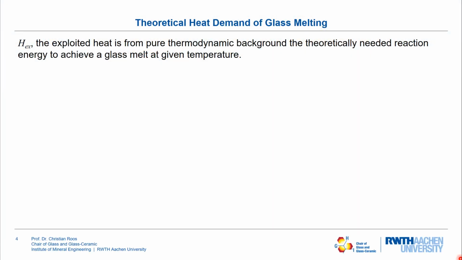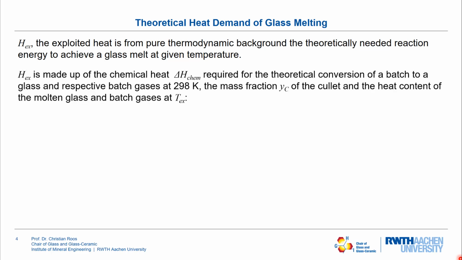The exploited heat, Hx, is, from a thermodynamical background, the theoretically needed energy to achieve a glass melt at a given temperature. The Hx is made up of two components. One is the chemical reaction enthalpy. That is the energy that is needed for converting the raw materials into a glass and the respective gases, and the other is the sensible heat that is needed to bring all these components to the respective temperature.